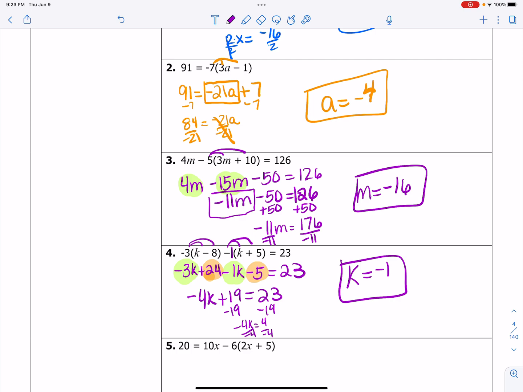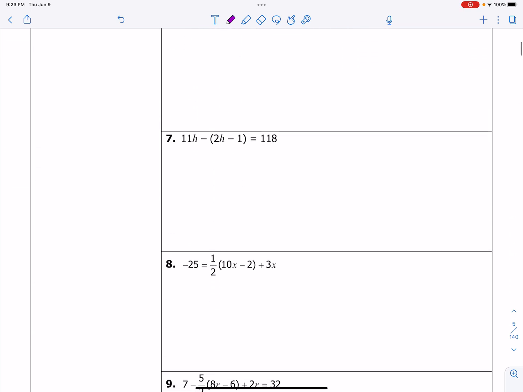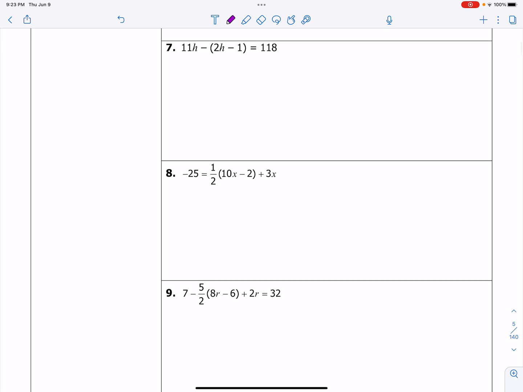Okay. All right. So I would just like you to turn the page quick. I would like you to push pause on this. I would like you to try 7 and 8 on your own. And then you're going to check it and see how that works. And then you can check it.